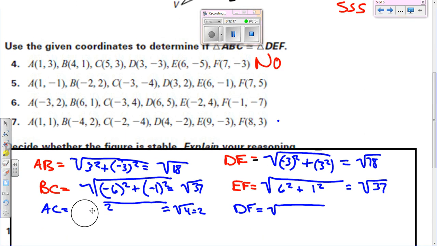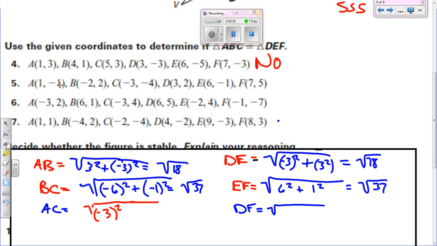Alright, let's figure out AC again. Negative 4 minus 2. That gives me negative 2 squared. No, it doesn't. Negative 4 minus 2. That'll give me negative 6 squared. I don't need to do that. I'm on AC. Negative 4 minus 1 minus a negative 1 gives me negative 3 squared.